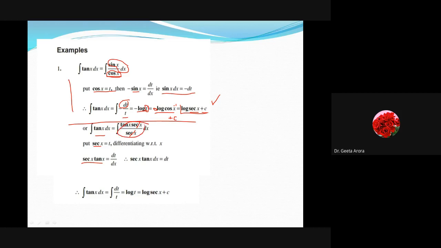Correct? Now, in order to simplify it, let sec x be equal to t. If we differentiate it, we know the derivative of sec x is sec x into tan x, which is equal to dt by dx. So from here we can write sec x tan x dx is equal to dt, which means the numerator part again becomes dt and the denominator part becomes sec x, which is t.